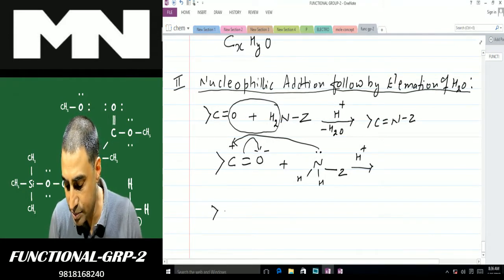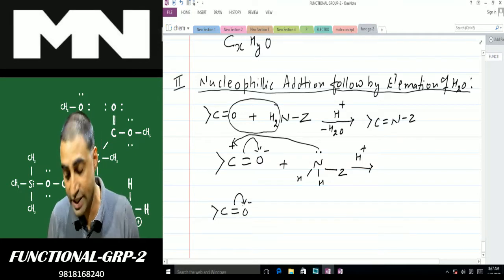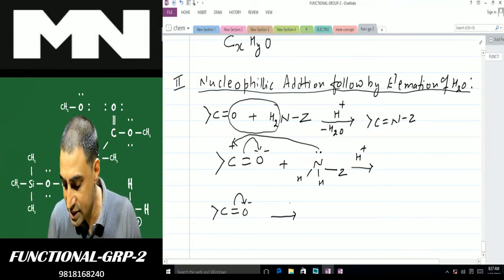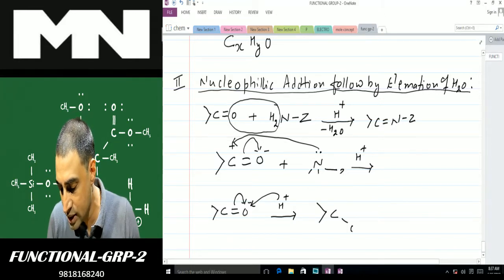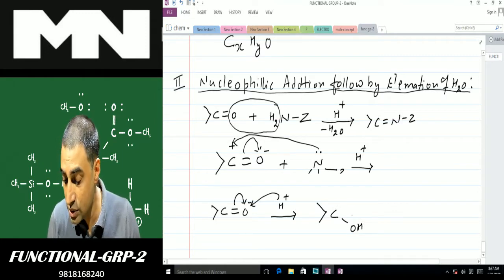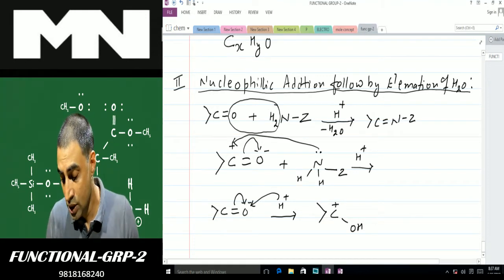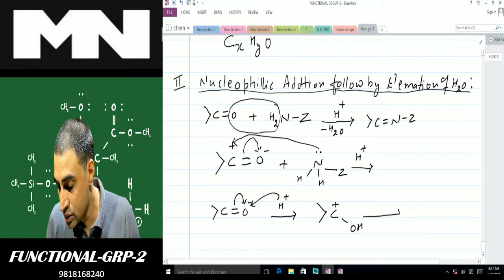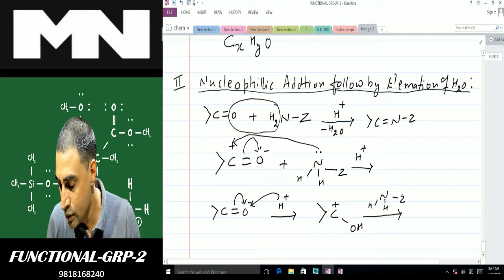Well, initially what happens? Pi electrons are coming toward oxygen, which has become negative. H positive from the catalyst will attack this oxygen. As soon as it attacks this oxygen, you will get a compound like this. And in this compound, the positive charge on carbon will be stronger. This positive charge becomes so very strong that it becomes easier even for a weaker nucleophile to attack. So this nucleophile will attack this carbon very easily.